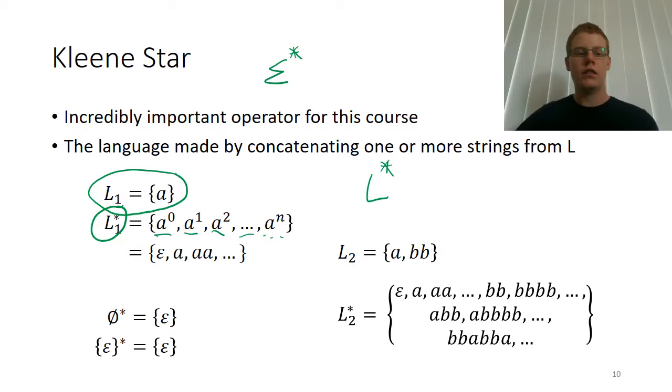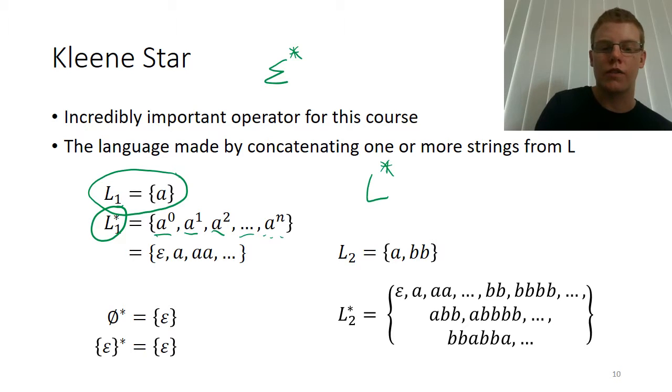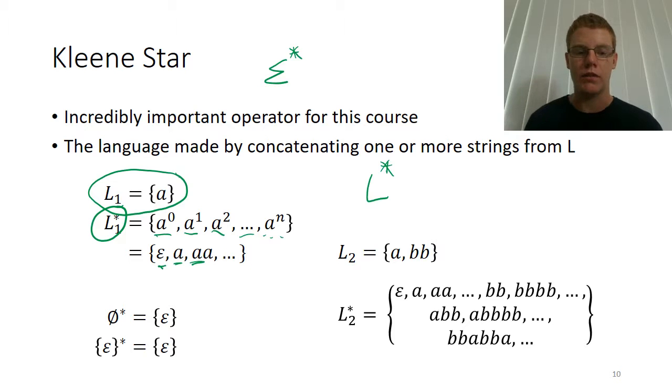So there's no upper bound. This resulting language is infinite in size, and it consists of the empty string, an A, 2 A's, and continued on, any number of A's.